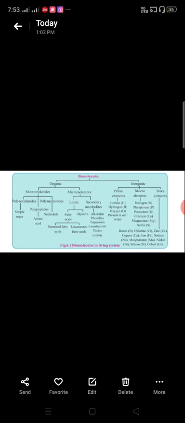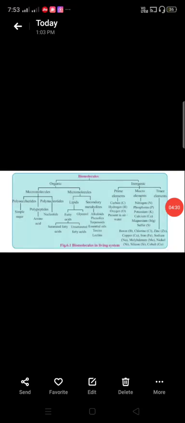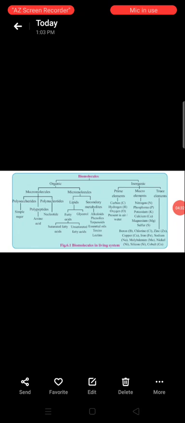Now we will see about inorganic biomolecules. Inorganic biomolecules are again divided into three categories. Number one, prime elements, which are carbon, hydrogen, oxygen. These are all present in the air or in water. Second, macro elements. Macro means large elements. These are nitrogen, phosphorus, potassium, calcium, magnesium, sulfur, etc.